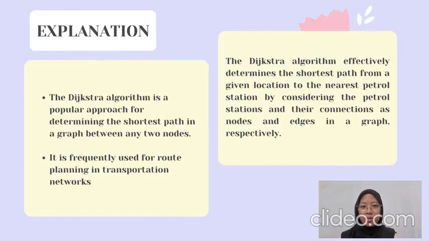The Dijkstra algorithm is a popular approach for determining the shortest path in a graph between any two nodes. It is frequently used for route planning in a transportation network. The Dijkstra algorithm effectively determines the shortest path from a given location to the nearest petrol station by considering the petrol stations and their connections as nodes and edges in a graph respectively.